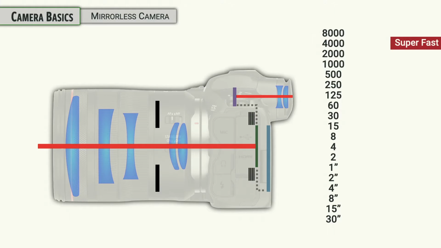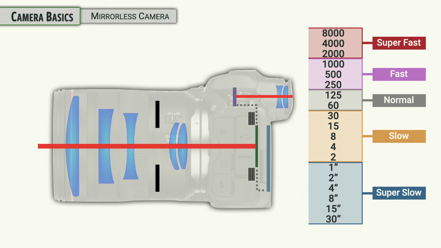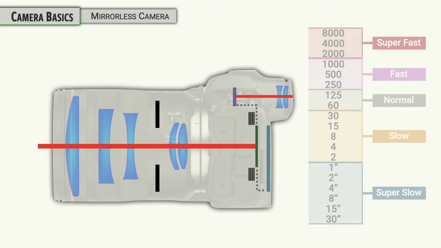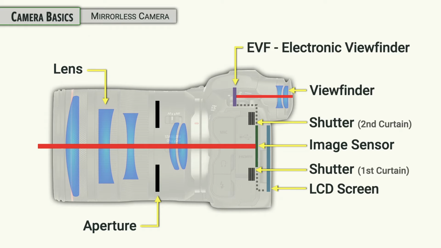So the shutter speed is another great way of controlling the amount of light as well as freezing motion. And so you can choose a variety of different shutter speeds for different effects and different environments. So these are your basics of the mirrorless camera.